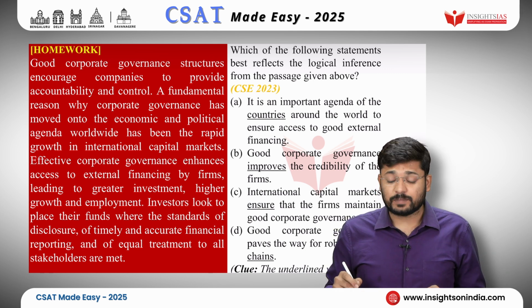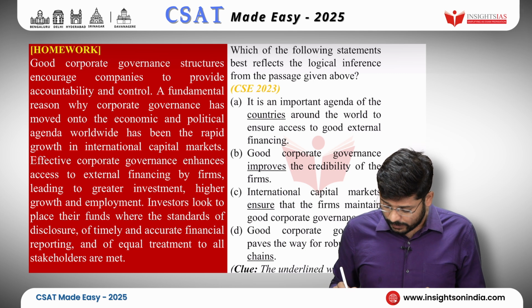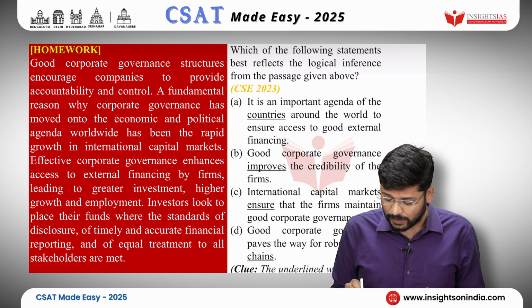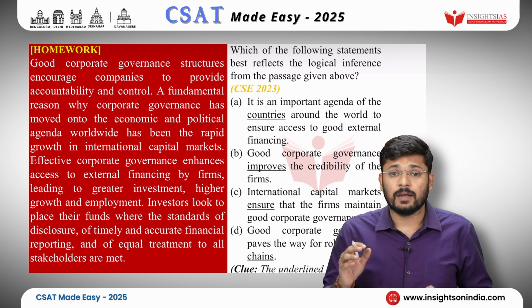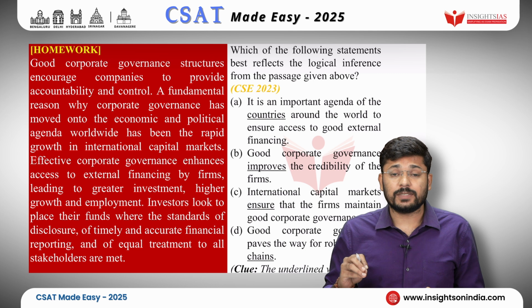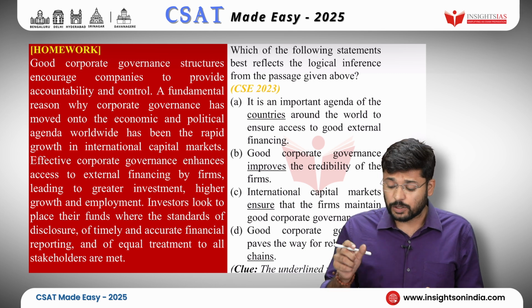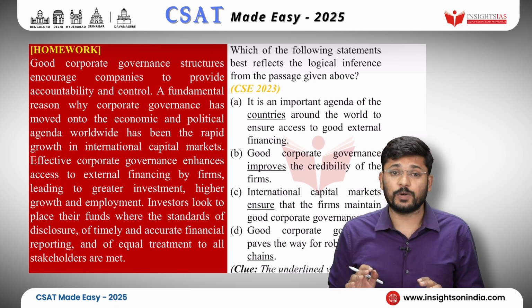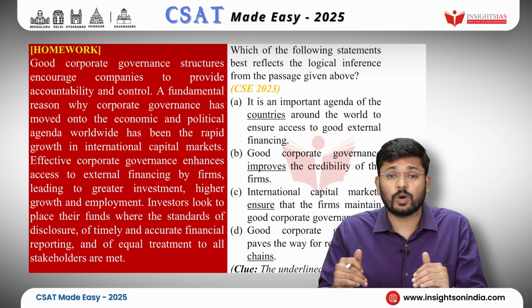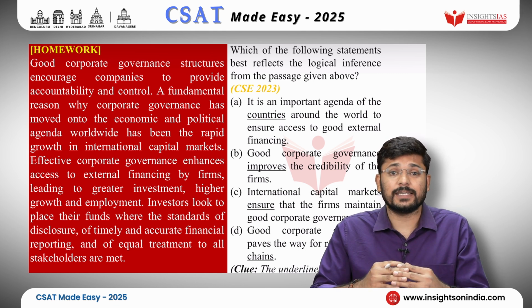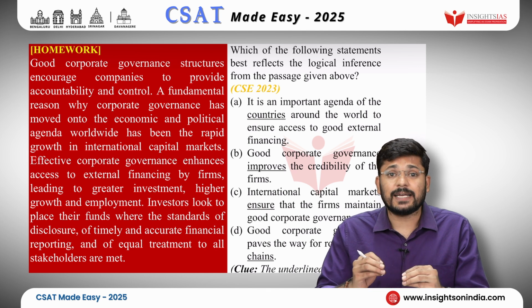For this question, I have also given you a clue. Look at the underlined words. In option A, I have underlined "countries". In option B, I have underlined "improves". In option C, "ensure", and in option D, "supply chains". Read the passage, read the options, then give attention to the underlined words, and you will be able to arrive at the answer. Once you have solved the problem, leave your answers in the comment section. We will discuss the answer to this problem in the next class.